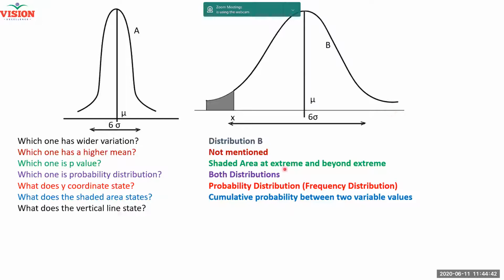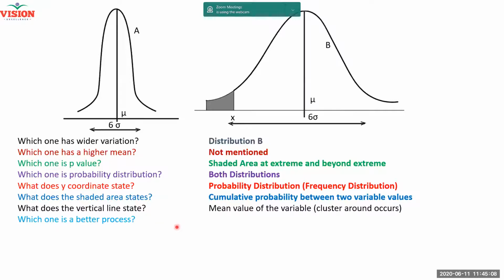Please note that. Then what does the vertical line state? The mean value of the variable cluster around. That is, this is the mean value and the data will be clustered around. More data will be around this. Minimum number of data will be scattered up to this end. And that is what the distribution indicates. That is what the height level indicates.